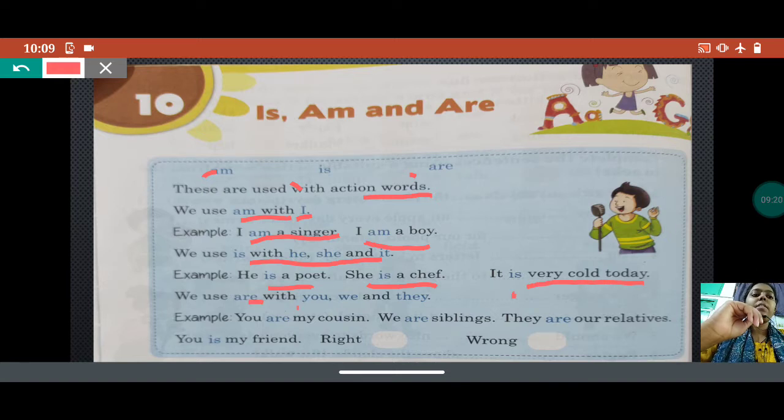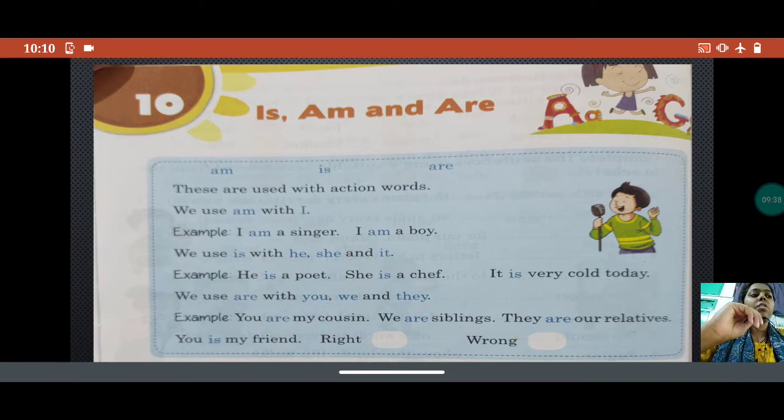We use are with you, we, they. For example, you are my cousin, you are siblings, they are our relatives. You is my friend, is it right or wrong? You have to tell now. You always use are, but here is is written, so it is wrong. So we will tick the wrong box.